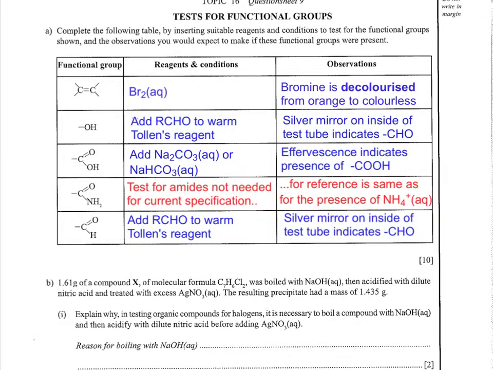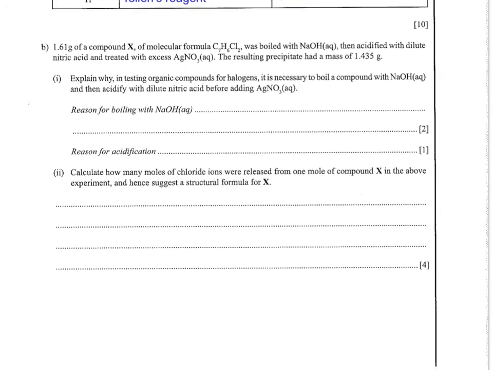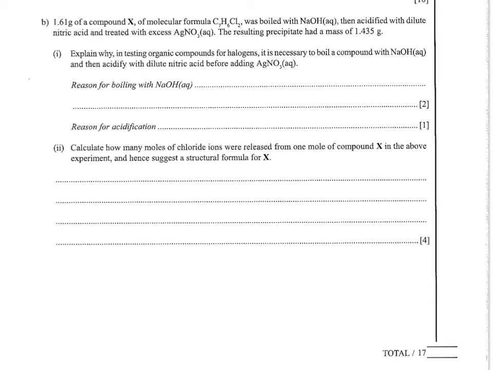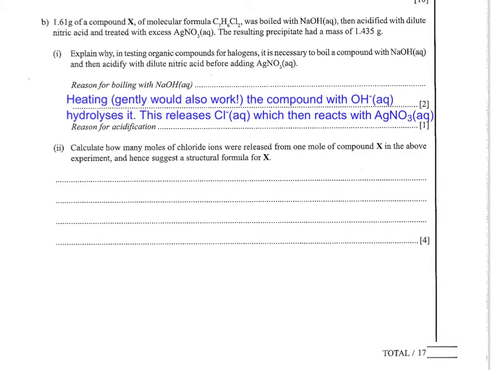So let's move the page down a bit. And this time it's a calculation. Before we do that, let's have a look at the first part. It says, explain why in testing organic compounds for halogens it's necessary to boil a compound with NaOH and then acidify with dilute nitric acid. What happens is the OH- in the sodium hydroxide, under the influence of heat, doesn't have to be boiled, gentle heat will work as well, will hydrolyze the haloalkane, and it releases Cl-, and Cl- goes on to react with AgNO3 to form a precipitate.